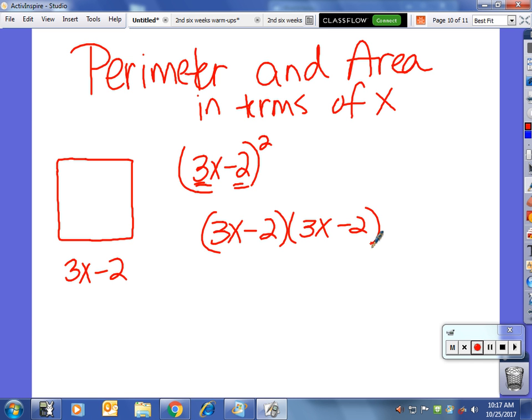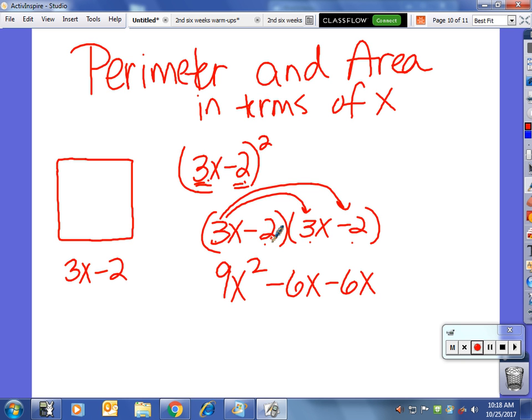Perimeter is not that much different, but area is different. Okay, so I'm going to do 3x times 3x, 9x squared. This one does get squared. Okay, and the negative 2 will get squared also. But here's what you miss if you don't write it out side by side: the outsides and the inside products. What's 3x times negative 2? Negative 6x. And negative 2 times 3x is another negative 6x. And then I get a plus 4 on the end. So I did get 4 little products.